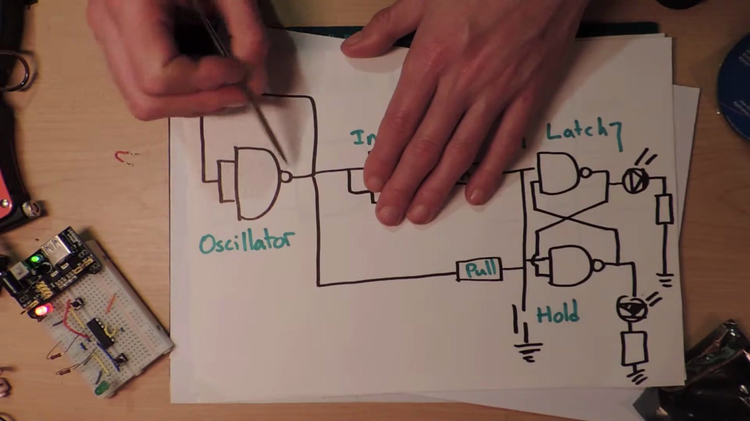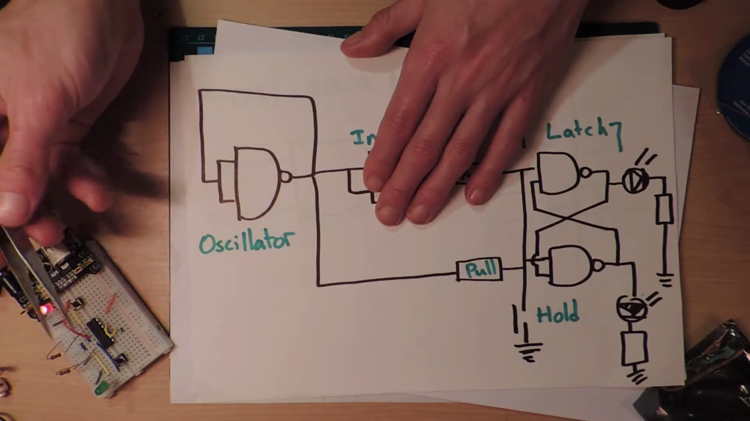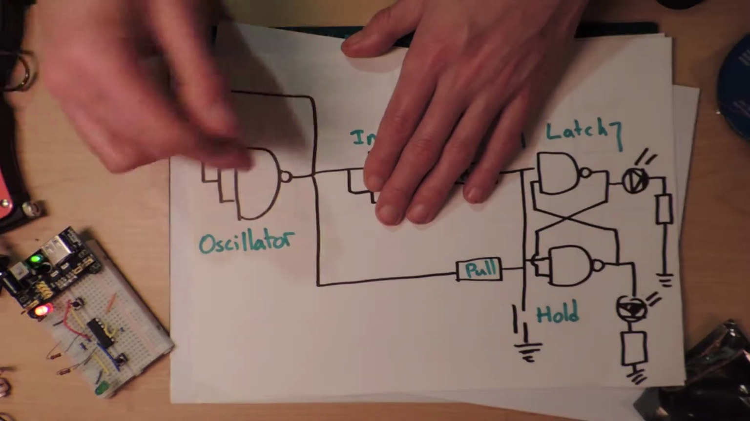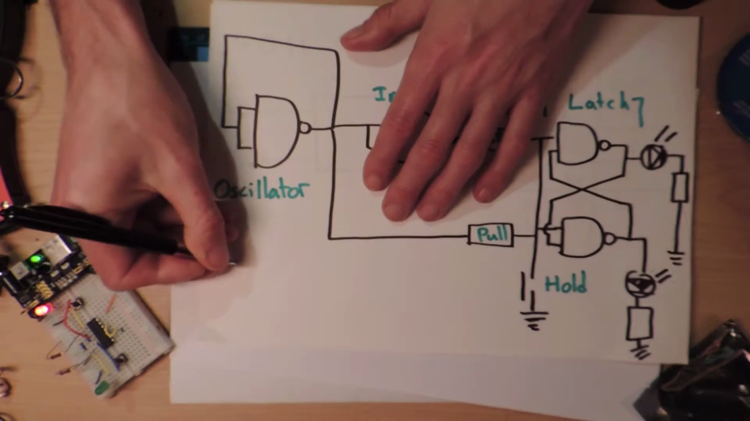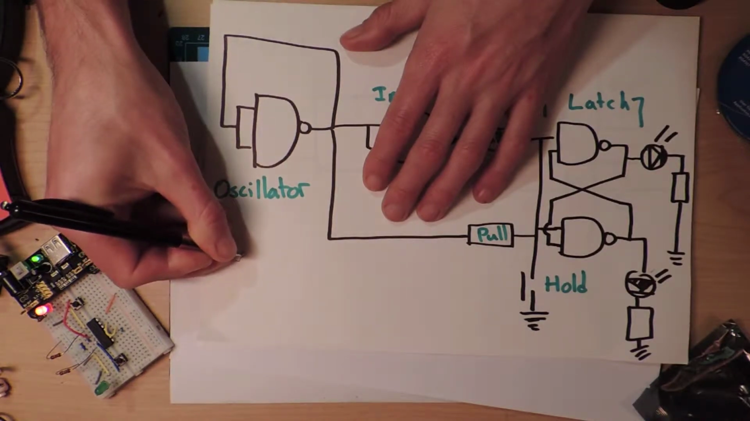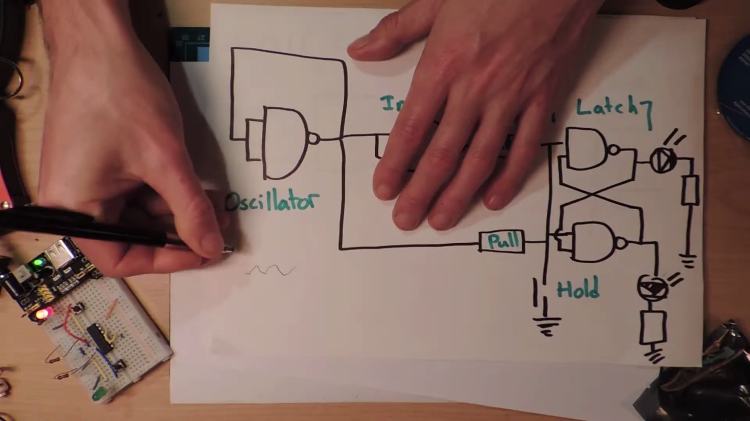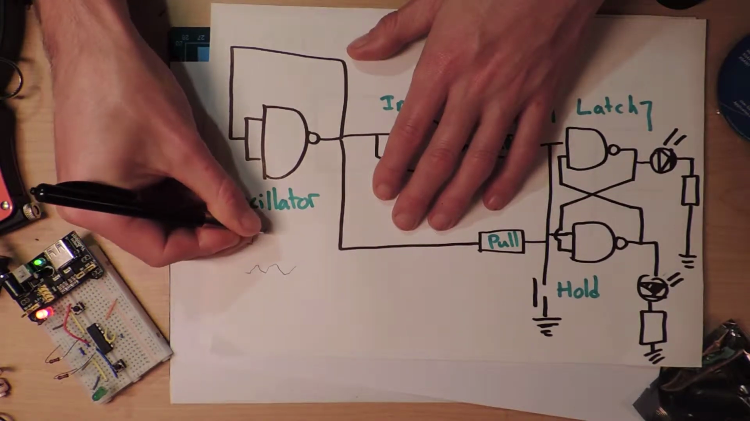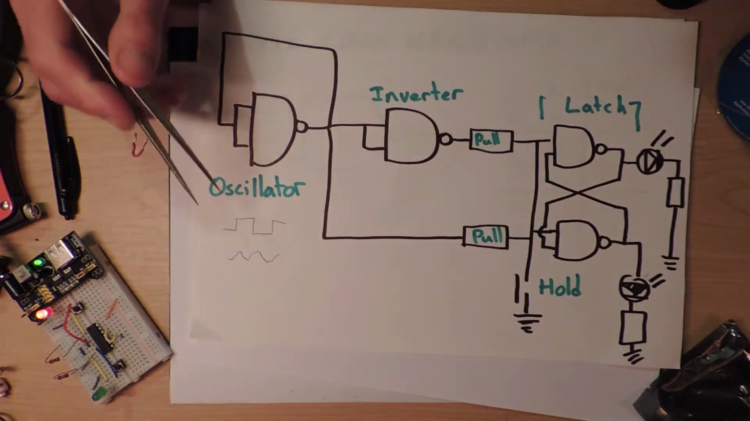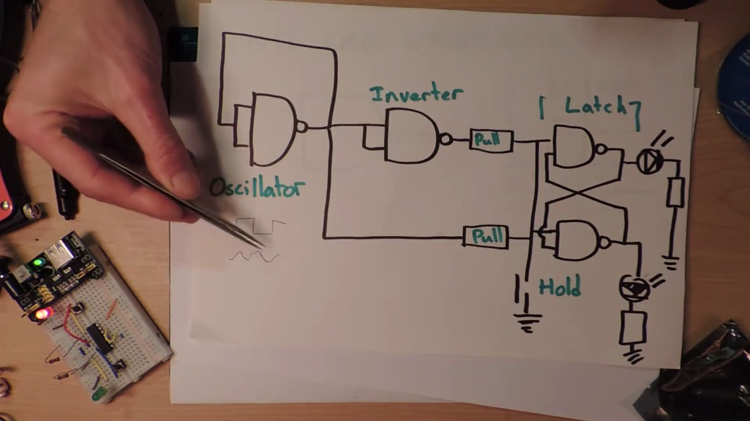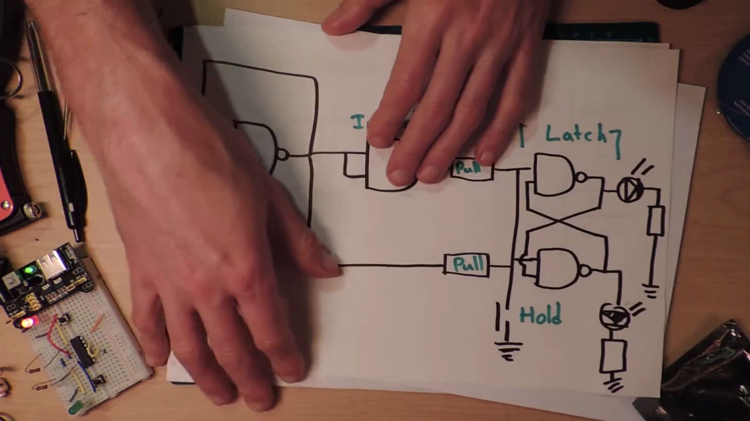Normally this is not a very good oscillator. You can't control how fast it goes. It will probably vary on the quality of the IC, and it will probably produce an oscillation. I'm going to draw it, which looks something like this. I don't know if that's going to show up on the camera, but it's not going to be a nice square wave. It's going to be some kind of rubbishy wave, not quite getting there, I suspect.